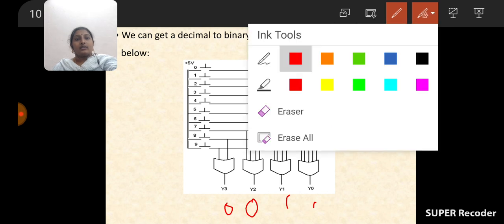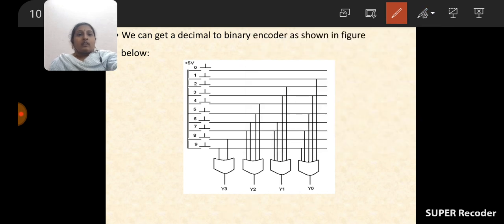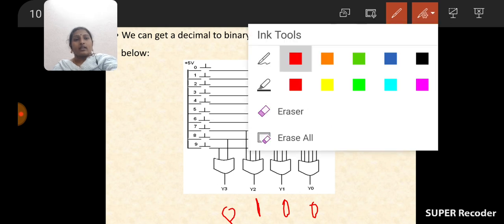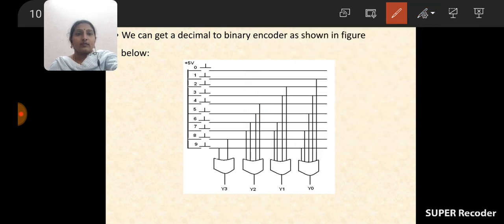And coming to the next one, for 4, only Y2 is connected, no other gates are connected to the 4. So the remaining outputs are equal to 0. So 0, 1, 0, 0 we are getting. And next, 5. For 5, you see Y2 is connected, Y1 is not connected, and Y0 is connected.